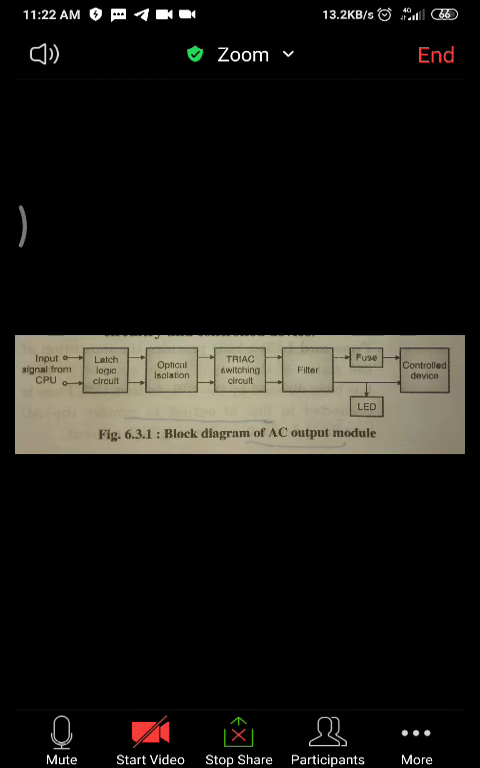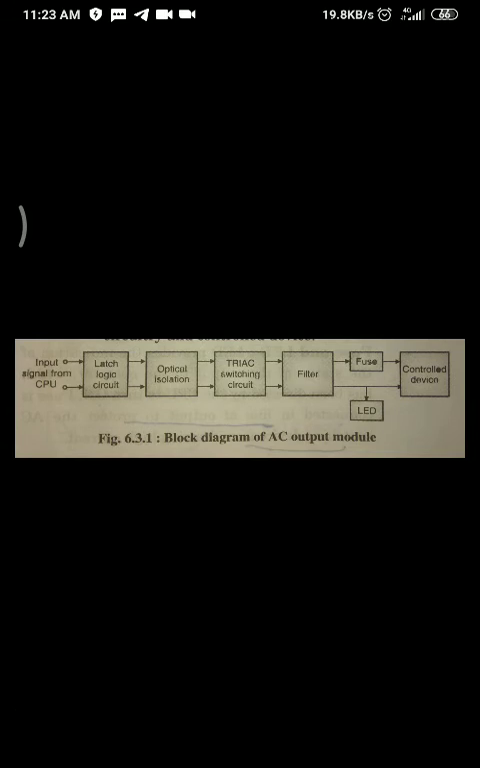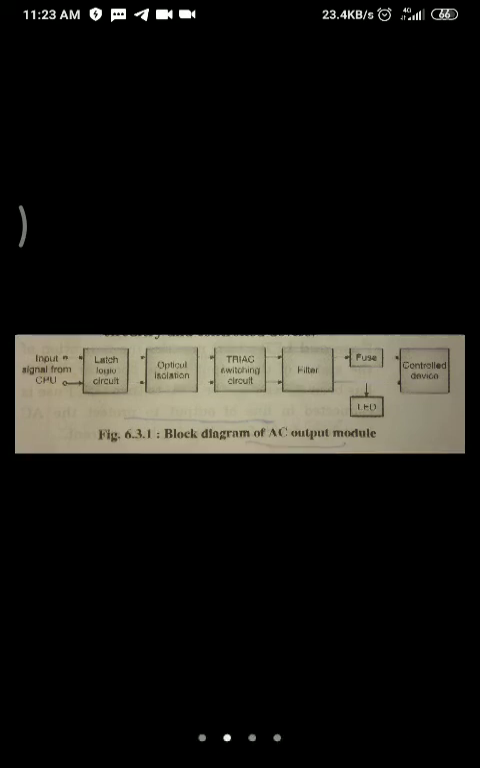As you can see in this block diagram, the input is coming from the CPU, correct? The first block is the latch logic circuit. The signals which are coming from the CPU are provided to the logic latch circuit, which is used for low voltage, usually 12 to 20 volt DC logic. The on-off signal represents the logic value of the output. Means if the output status is on, then latch on is given to the output. If logic output is off, then off logic is given to the output.